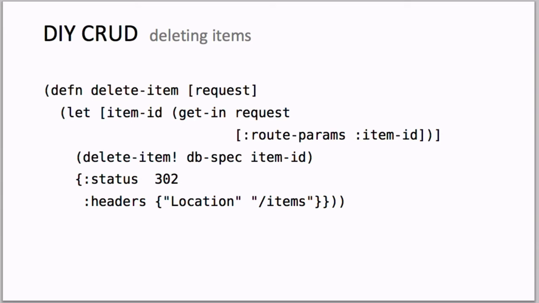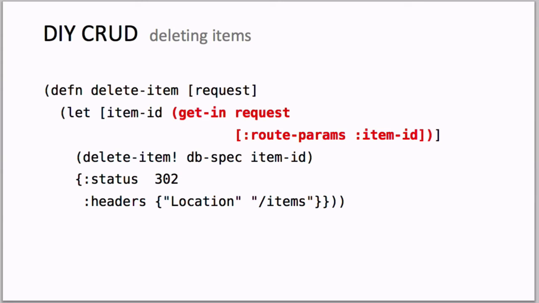So there's a few new things in this handler, and this time I'm actually looking at the request object. Anyone who's familiar with Ring knows that the handler functions take in a request map and they return a response map. So last time I didn't need to use the request map because I was just returning everything, but this time I'm getting the item ID out.